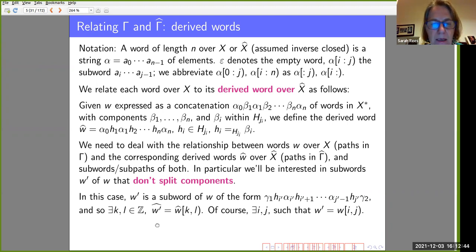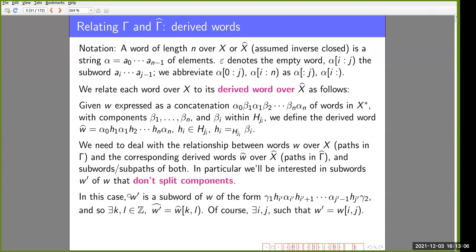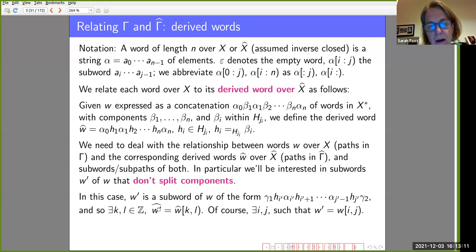And when that happens, the derived word corresponding to the subword W prime of W will be a subword of the derived word corresponding to W itself, because the components of W have been transferred in their entirety. So when you've got such a subword, you'll be able to find integers K and L so that the derived subword starts at the Kth letter of W hat and finishes at the Lth letter of W hat, because it doesn't start in the middle of one of those letters, if you see what I mean. So any subword of W is of the form W i j, but if it hasn't split components, then its derived word is of the form W hat of K L.